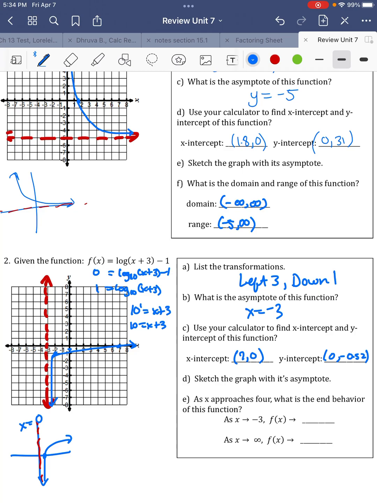Okay, as x goes to negative 3, the graph goes down to negative infinity. As x goes to the right, remember we're following the picture here. So hang on, let me get my little pointer guy here. Where is that thing?